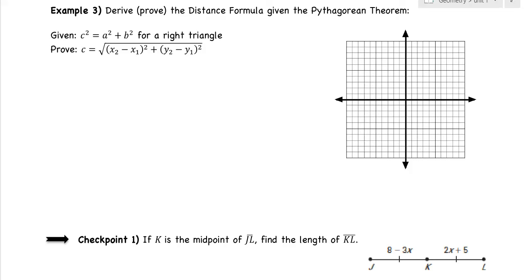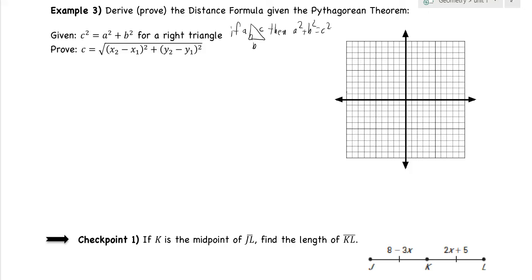Alright, we get something super fun here. We're going to prove the distance formula given the Pythagorean theorem. So if we know a right triangle, then the sum of the squares of the legs equals the square of the hypotenuse. Most people remember that as a squared plus b squared equals c squared. If we have a right triangle where the legs are a and b and the hypotenuse is c, then the sum of the squares of the legs is the square of the hypotenuse. A squared plus b squared equals c squared.